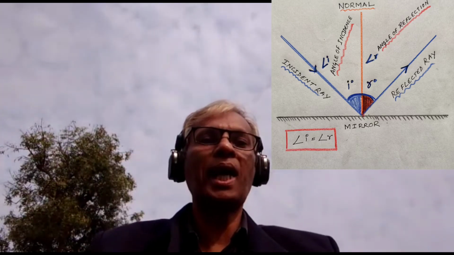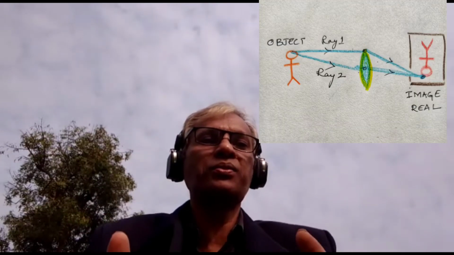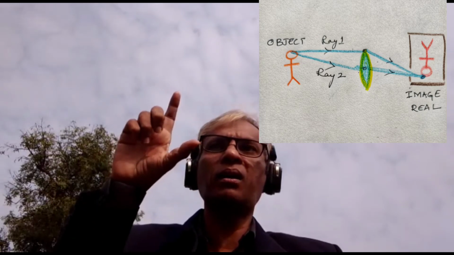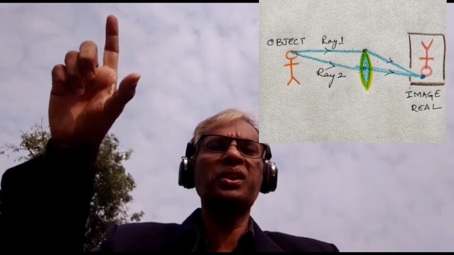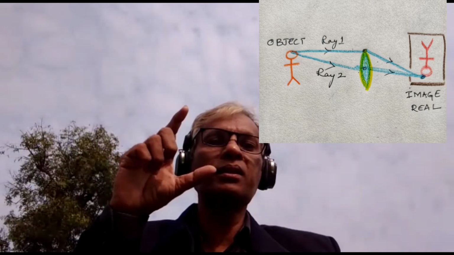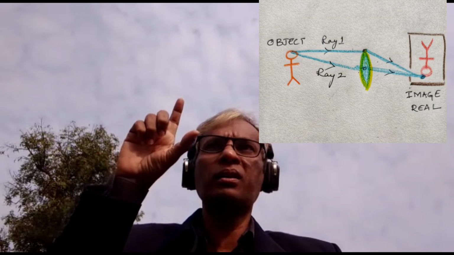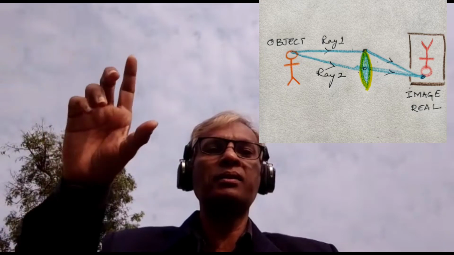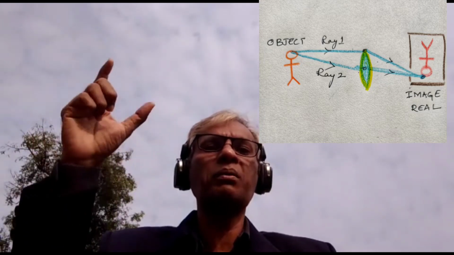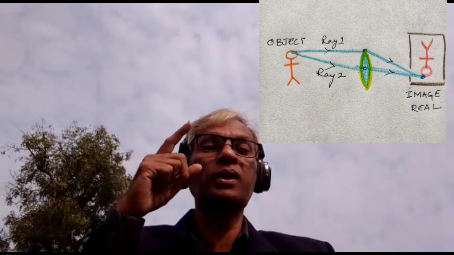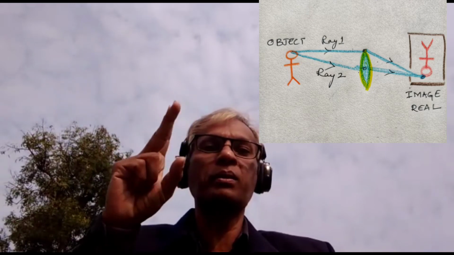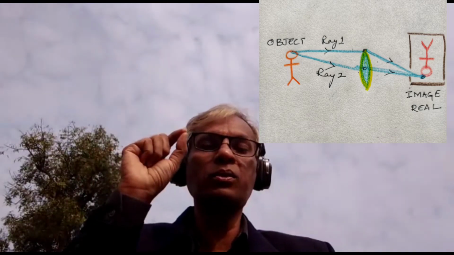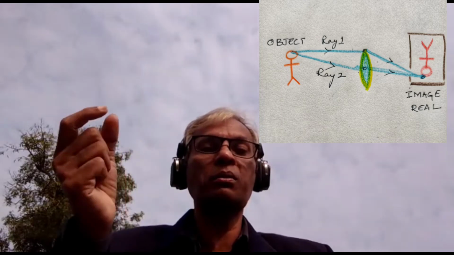Next, we have to understand images. What are the images which are formed? An image is the picture which is formed over the screen, and it may be real or it may be virtual. There are two types of image: one is the real image, another is the virtual image. So we have to understand the difference between what we mean by a real image and what we mean by a virtual image.